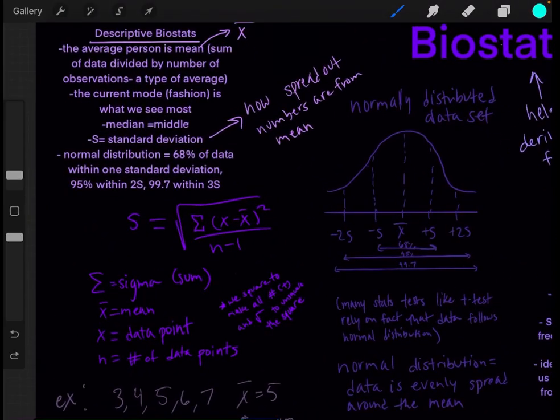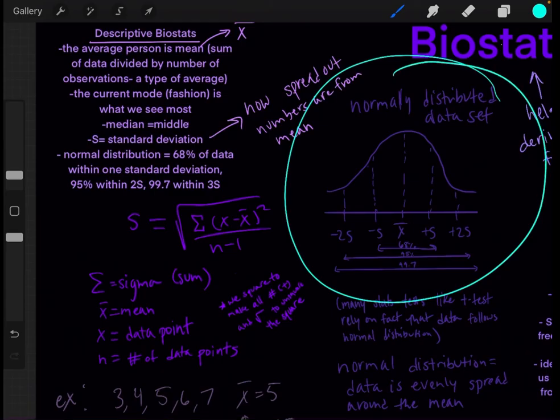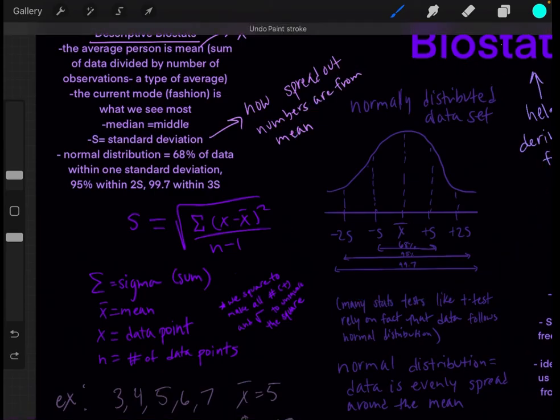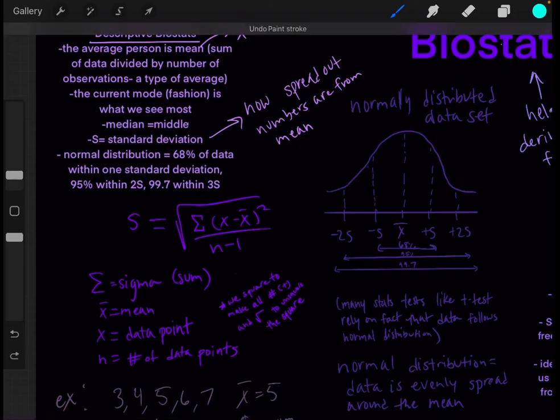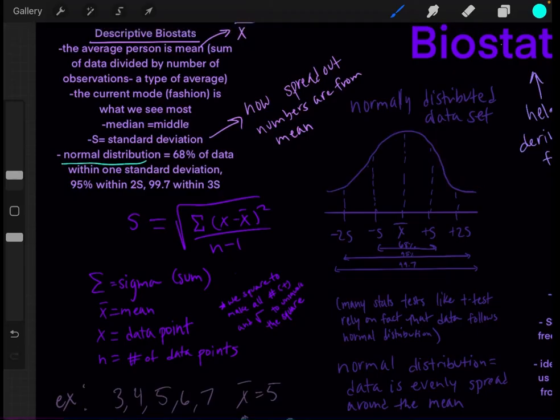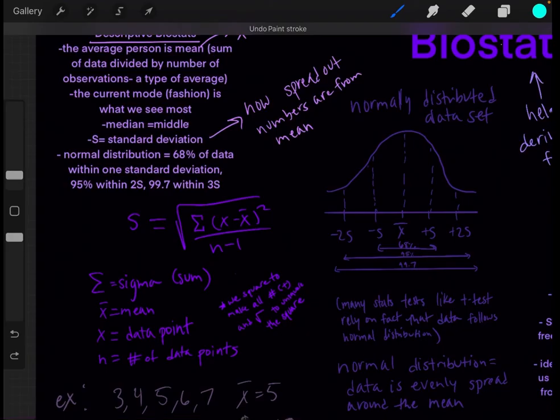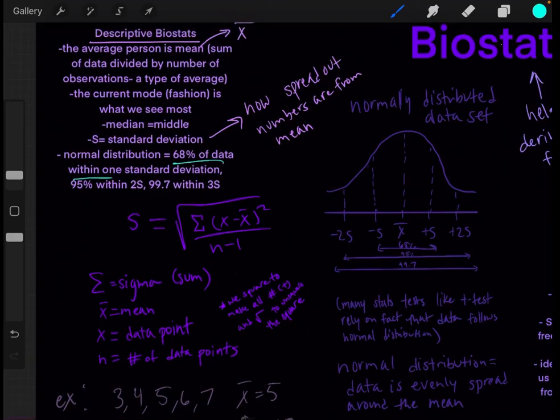So here is a graph of a normally distributed data set. It has this really nice bell curve. When a graph has normal distribution, not all graphs have this. This is just certain ideal, standard, perfect graphs. 68% of the data will fall within 1 standard deviation.